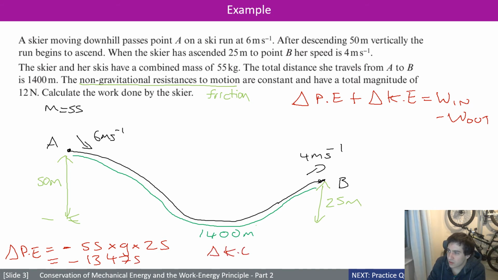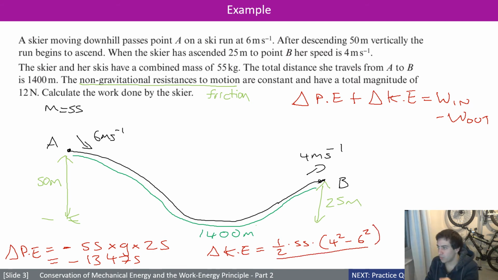Change in kinetic, in this case, is, and let's do it a bit faster than usual, a half times 55, and then we can just immediately say final squared minus initial squared. I've effectively taken a half m out within the calculation to find the difference quickly. 4 squared minus 6 squared, that's 16 minus 36, minus 20, divided by 2 is minus 10, so that's minus 550. Again it's negative, right? So potential has been lost, kinetic has been lost, we've got two negative numbers.